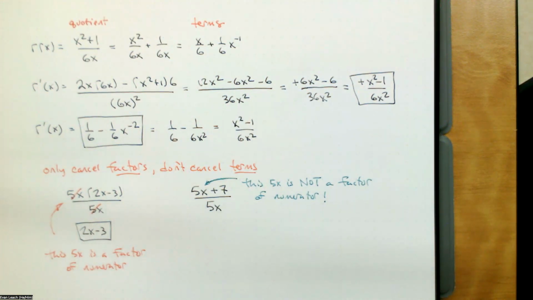That 5x is a factor of the numerator. It is included by multiplication. It's 5x times some stuff. The 5x in the 5x plus 7 is not a factor of the numerator. We don't cancel factors, we only cancel terms.